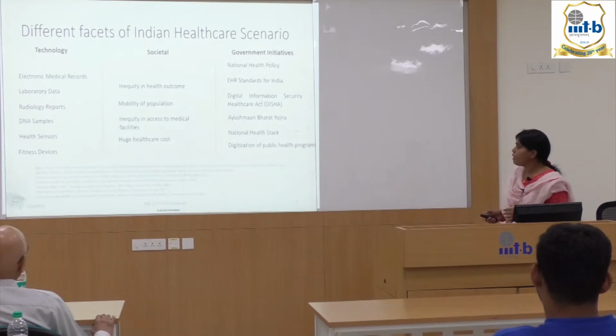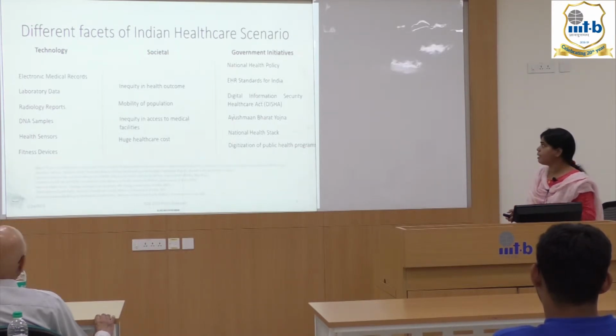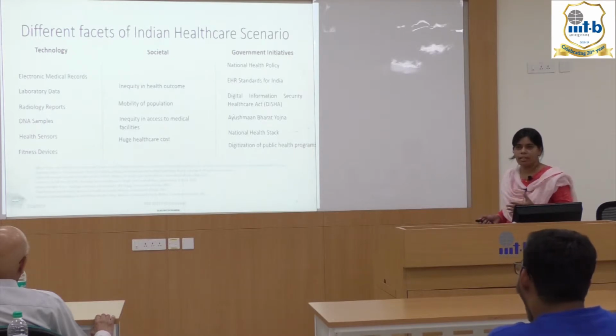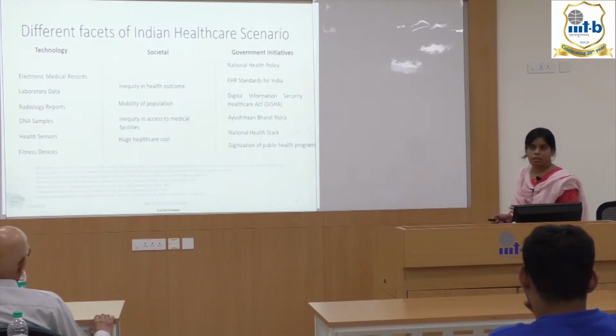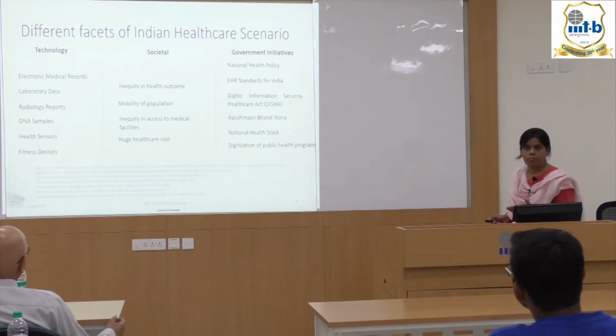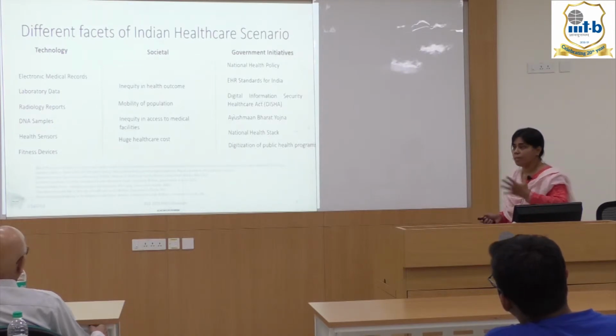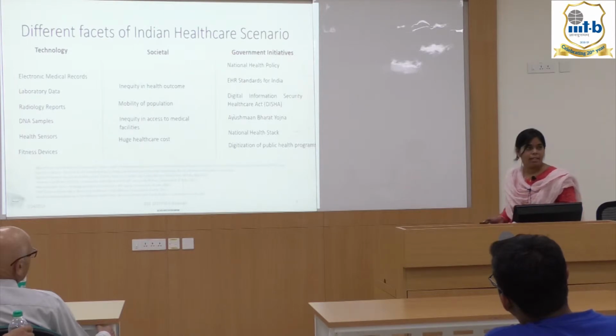Now coming to the different facets of Indian healthcare scenario, here are the three facets. There have been technological advancements. If we see the healthcare service providers, they have automated systems, and they are storing the data in digital form based on the service provided by them. So now we have a wide variety of data being captured: electronic medical records, laboratory data, radiology reports, DNA samples, and now we have continuous data also coming in from fitness devices and health sensors.